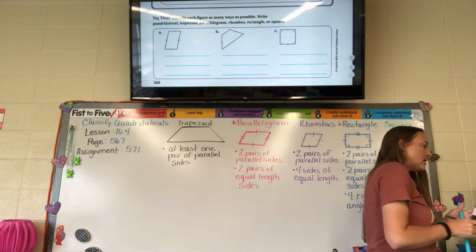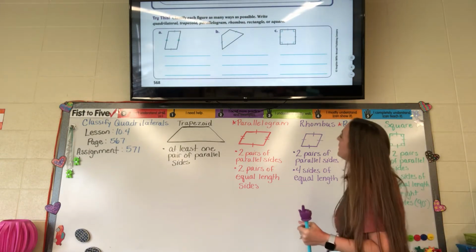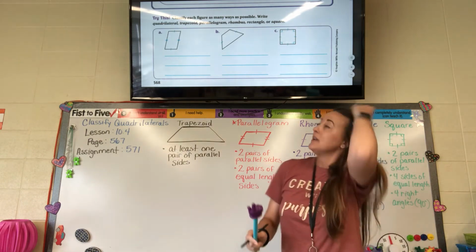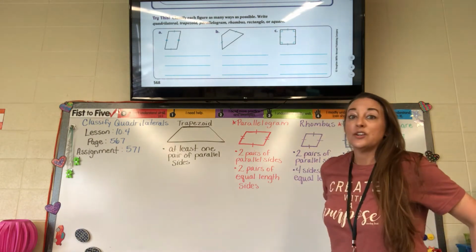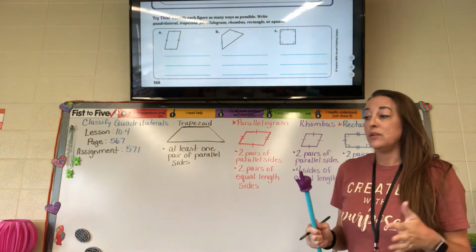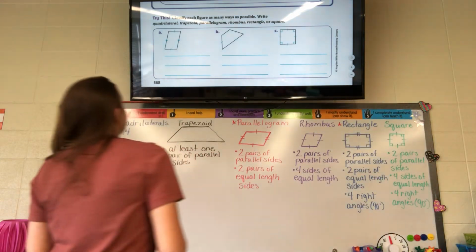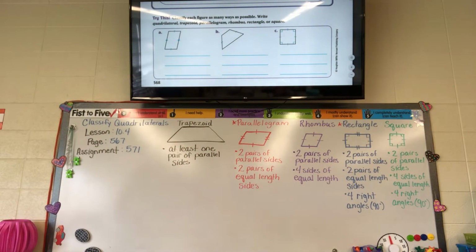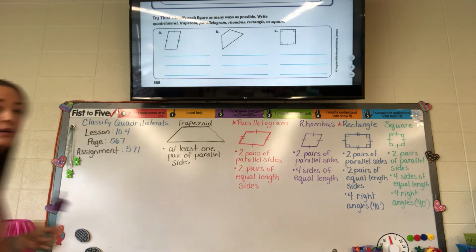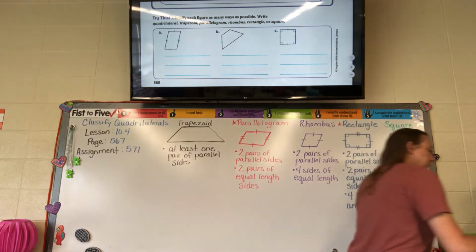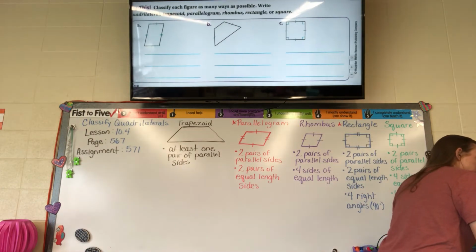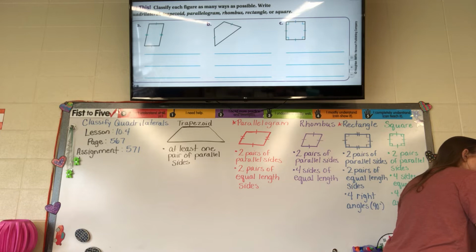So these are always a little bit challenging for me because I want to make sure that I get every possible label in there. So it says, try this, classify each figure as many ways as possible. Write quadrilateral, trapezoid, parallelogram, rhombus, rectangle, square. So let me make this a little bit bigger.